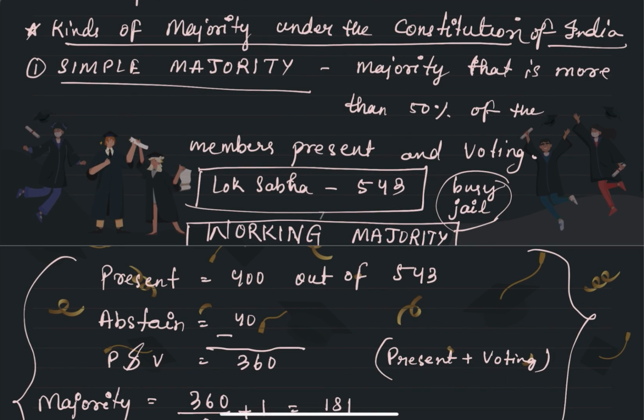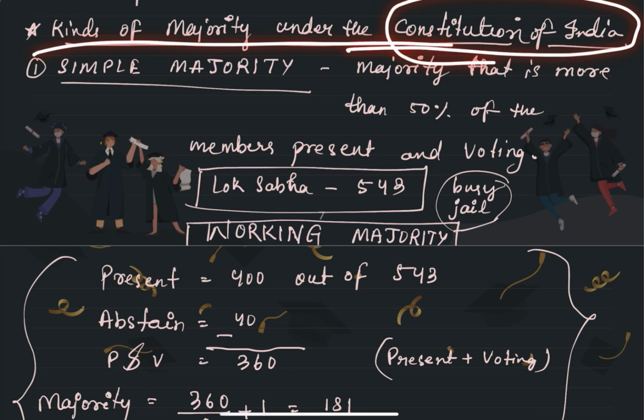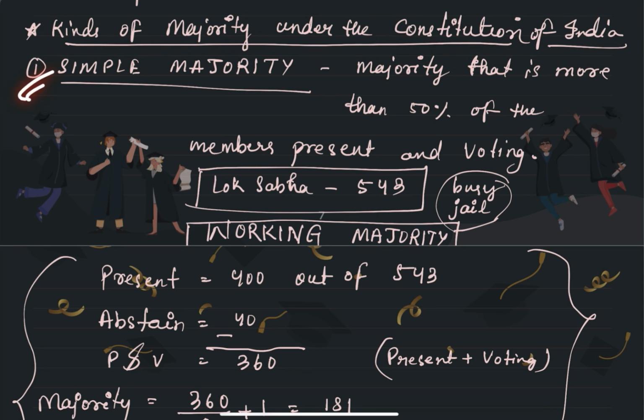So now we are going to discuss the kinds of majority under the Constitution of India. Firstly we have the simple majority. What is simple majority? It is the votes which are more than 50% of the members present and voting. For example, we have Lok Sabha, and it has 543 seats. But some of the members are busy or are in jail or whatever the reason may be. So whoever are present and voting, their votes will be cast. And if it is more than 50%, then it is known as simple majority.